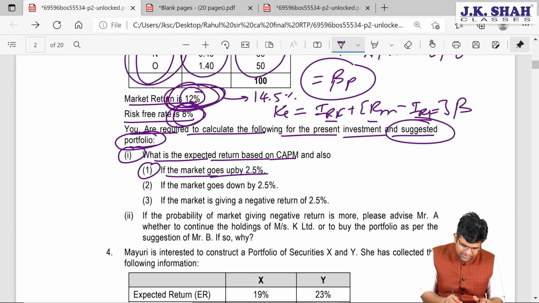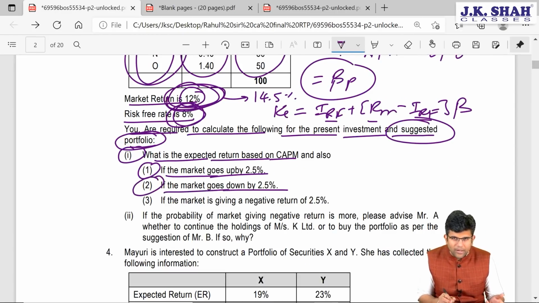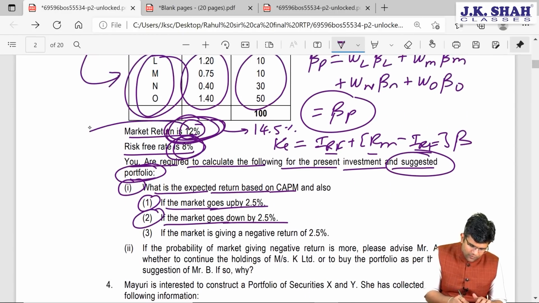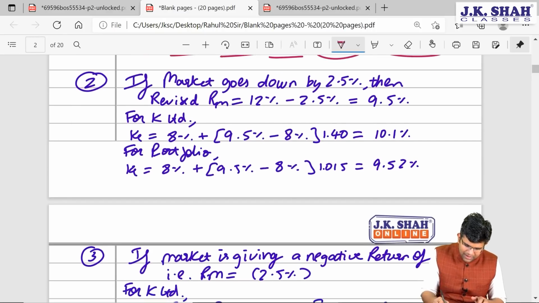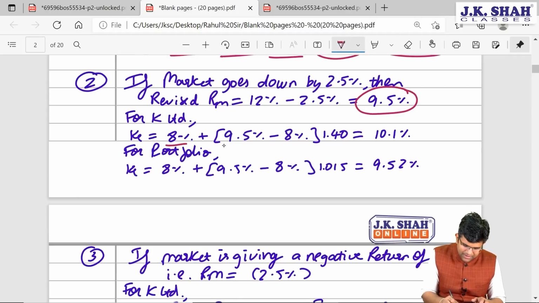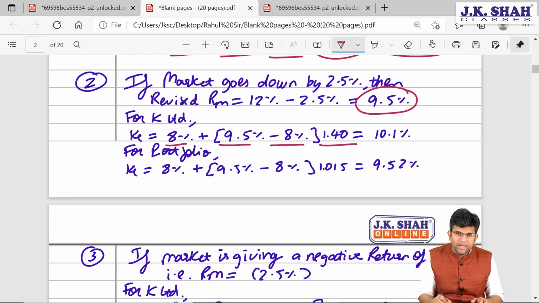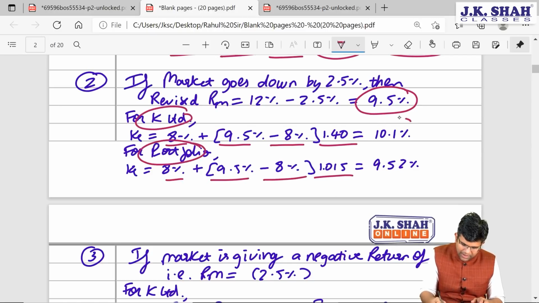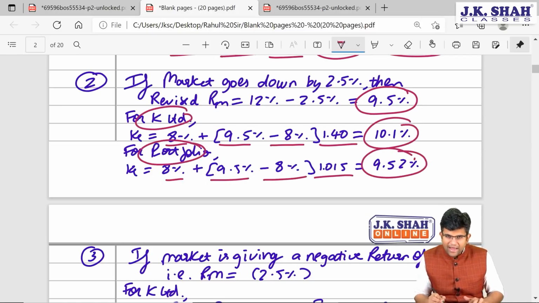Moving on children, they are saying what if the market goes down by 2.5%? So instead of 12, what if it goes down to 9.5? That is 12 minus 2.5. Then children, we recalculate the entire thing based on the revised RM. 8 plus 9.5 minus 8 into beta of K, 8 plus 9.5 minus 8 into beta of portfolio will give you the KEs for K and the portfolio.